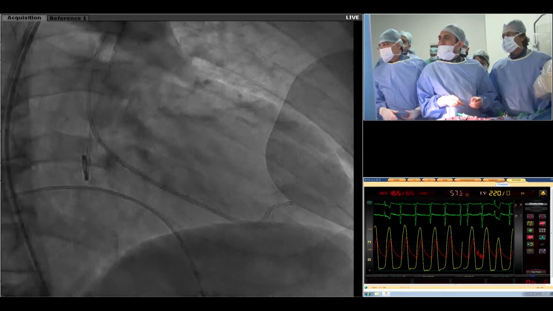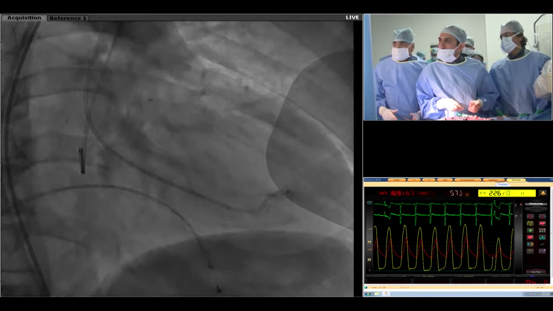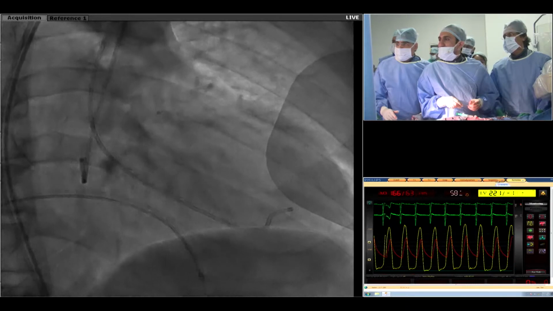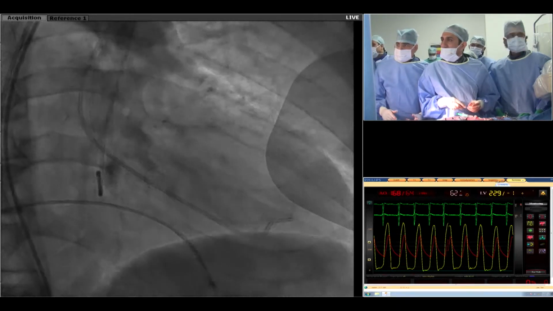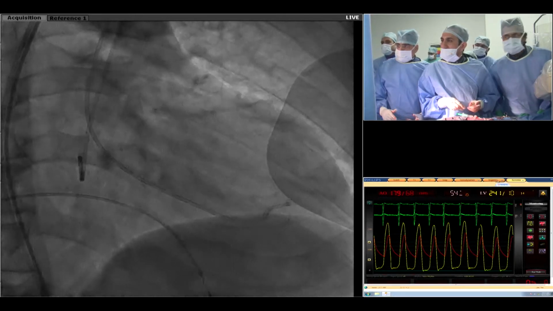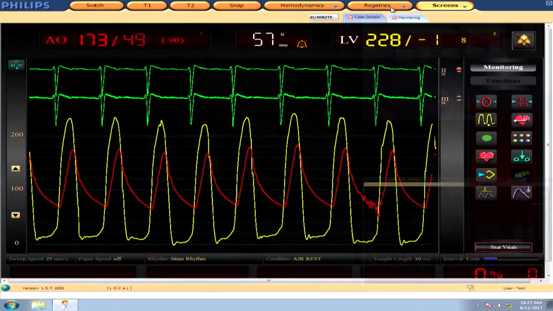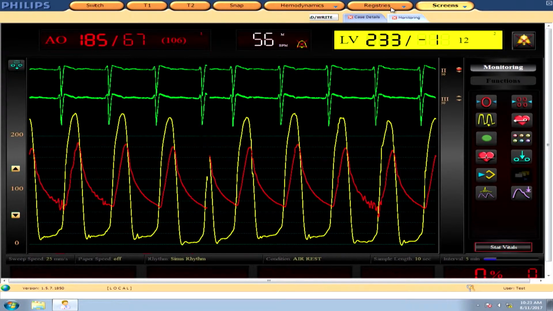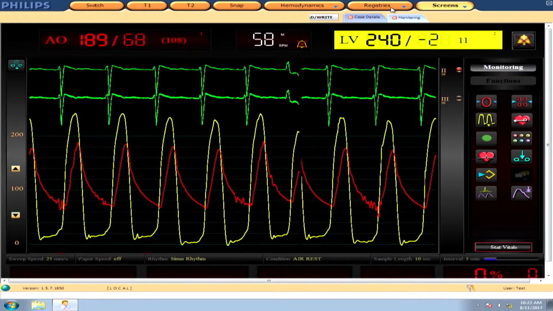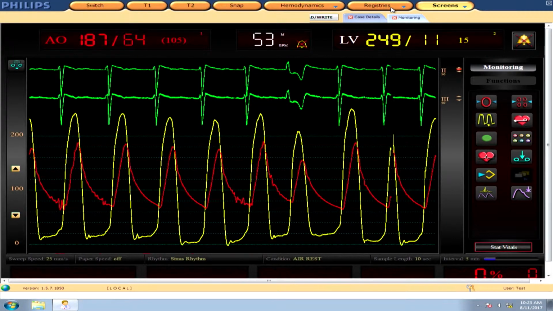So here you can see the LV pressure is 226 with a diastolic pressure of almost 10. The aortic pressure is 174 over 66, and we clearly have severe aortic stenosis. The other important thing which we look at is the aortic diastolic pressure, so that we remember when we are comparing the post-procedure results.